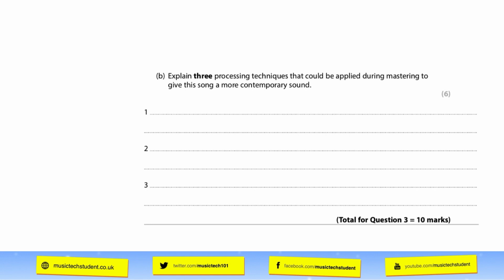The question here says, explain 3 processing techniques that could be applied during mastering to give this song a more comprehensive, contemporary sound. Once again, we're looking at history and development because it's a 1950s track. For point 1, you could say use mix compression, and the reason is to reduce dynamic range. That would get you the marks. The second, you could say use a stereo widener to simulate a stereo field, because mono was pretty much the only type during that time.